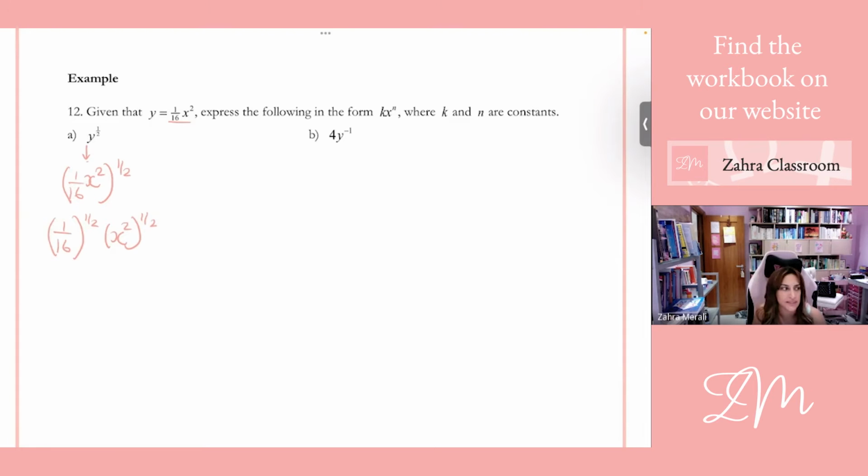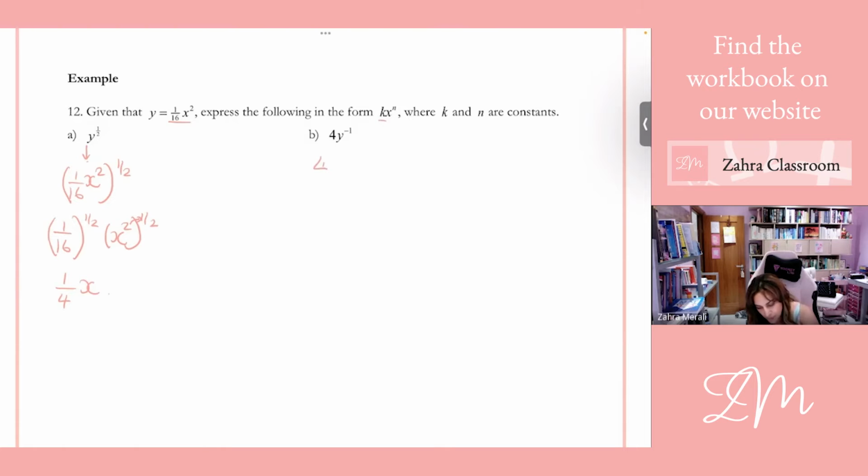So 1 over 16, the square root of it is going to give me a quarter because I square root the top and the bottom. And then here I'm going to multiply, which will just leave me with x. And now that's in that form where you can see your k is a quarter and your n would be 1. Right, let's do this one.